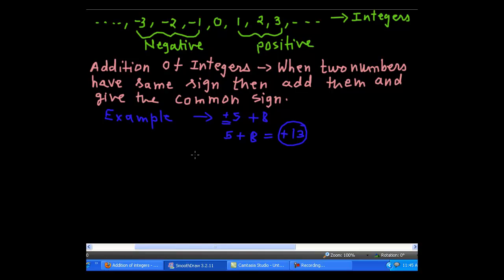I am taking another example. If I consider negative 13 and negative 12. Now both the numbers have the same sign, so add them. So 13 plus 12 gives you 25, and as both the numbers have the same sign, negative 13 and negative 12 gives you negative 25.